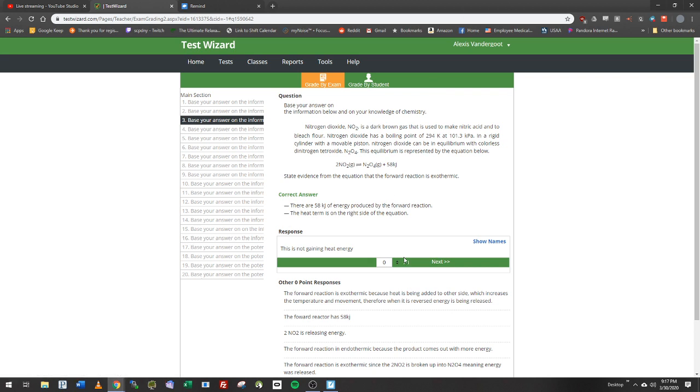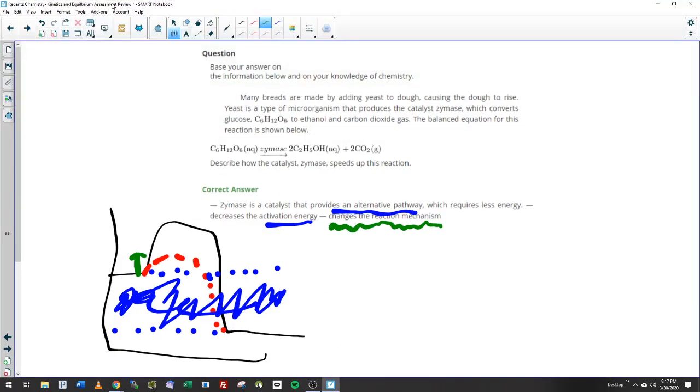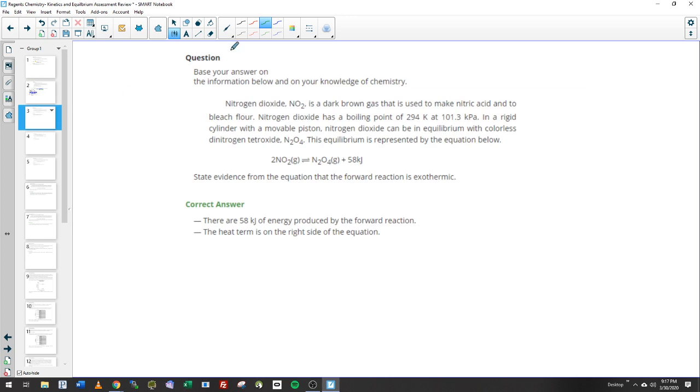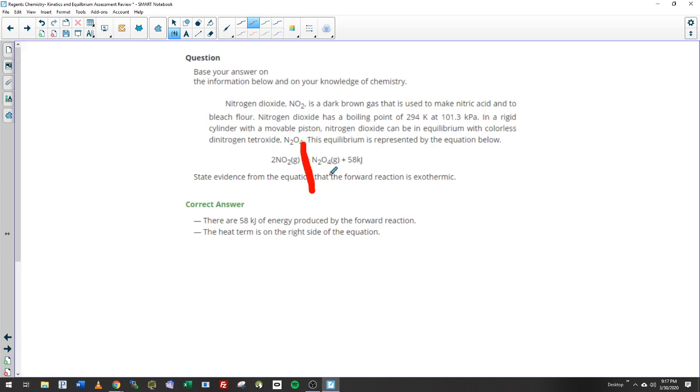State evidence from the equation that the forward reaction is exothermic. So I'm going to head one more time into my Smart Notebook file, looking at question number 3. If I cut this reaction in half, the energy term is a product. So things I would have accepted here: the energy is produced, the energy is a product, the heat is on the right-hand side.